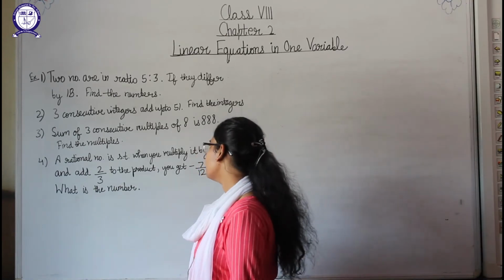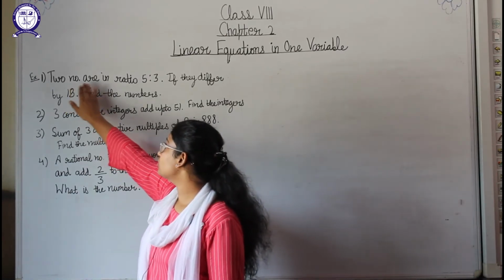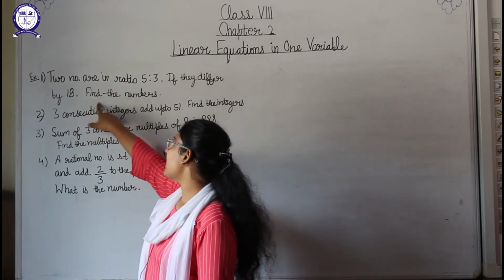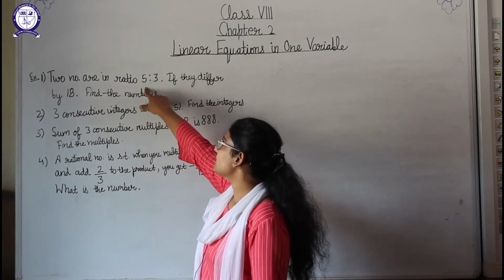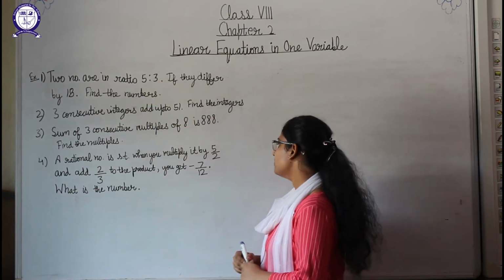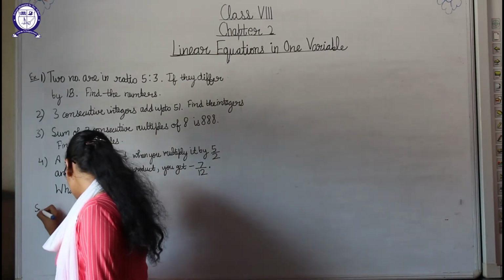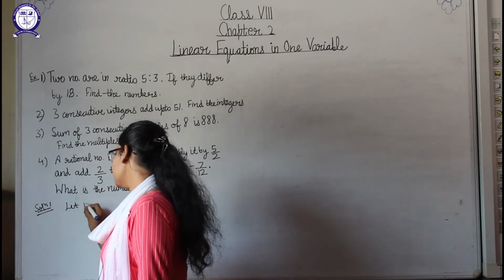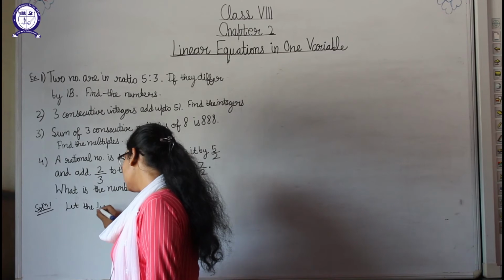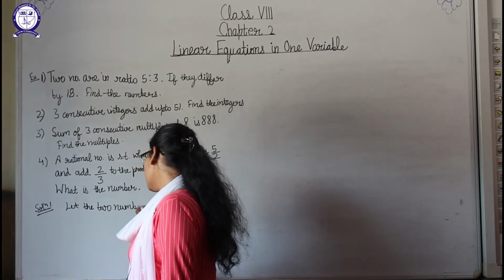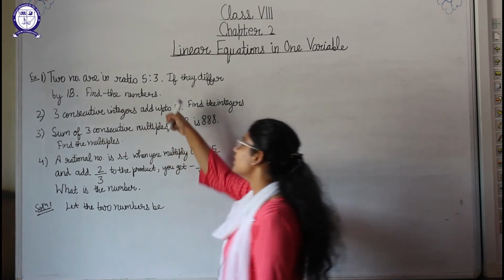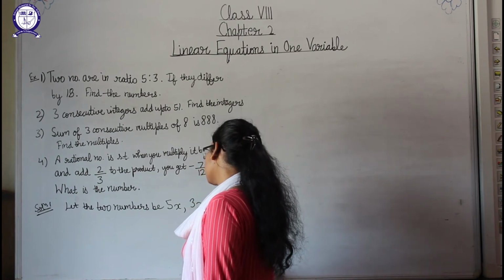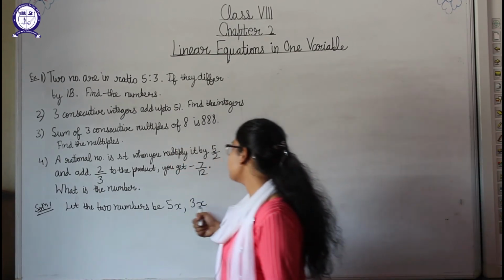Now students, we will solve some more questions. Here the first question is: two numbers are in the ratio 5:3. If they differ by 18, find the numbers. Okay, two numbers are in the ratio 5:3. Here is solution one. So how will we solve? Let the two numbers be, as they are in the ratio 5:3, it means we can take them as 5x and 3x. Okay, let the two numbers be 5x and 3x.